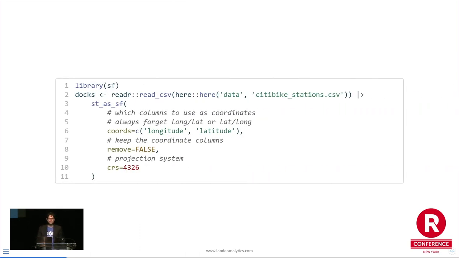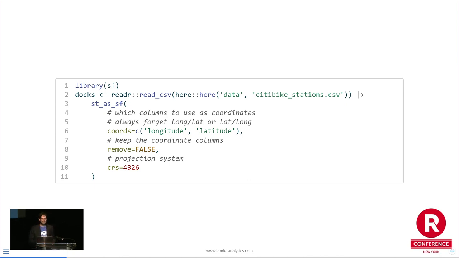So first up, we need the CityBike data. Now, this data is old. The system's actually much bigger now than it was when I pulled this data. So don't just go by this, but it's good for example. And the data came as a plain old CSV, latitude and longitude were stored as columns, so I need to read it in, then I need to convert it to an SF object.